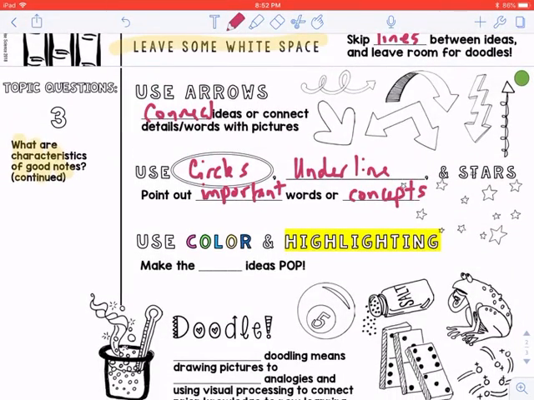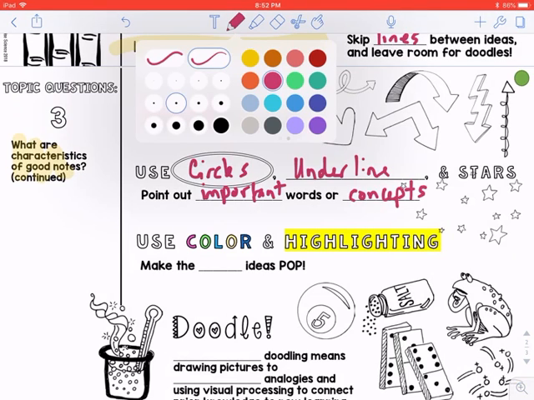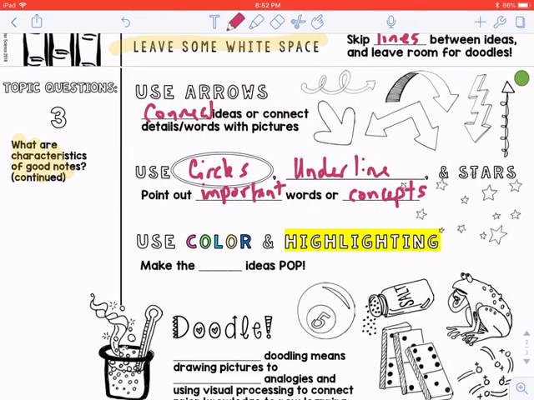We can use color and highlighting. You can use any of these colors up here and Notability to help you with that. We can make the big ideas pop out. So if there's something that seems important, make it bigger. Visually show that importance there.